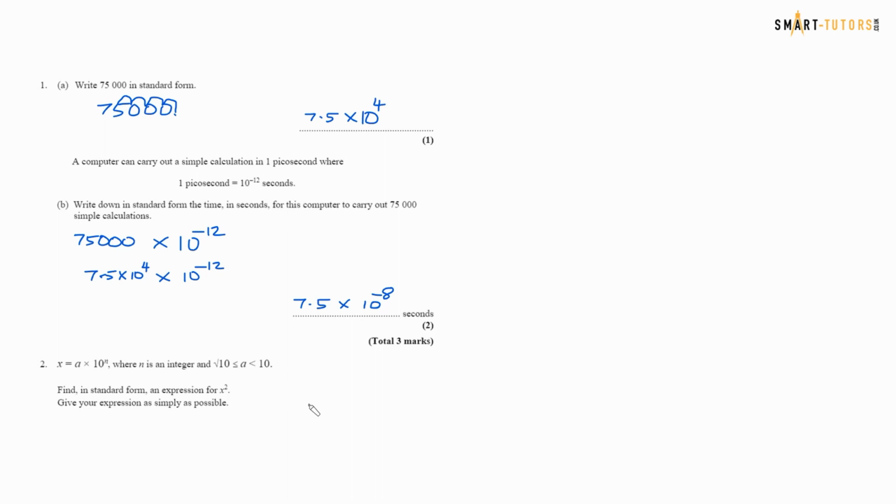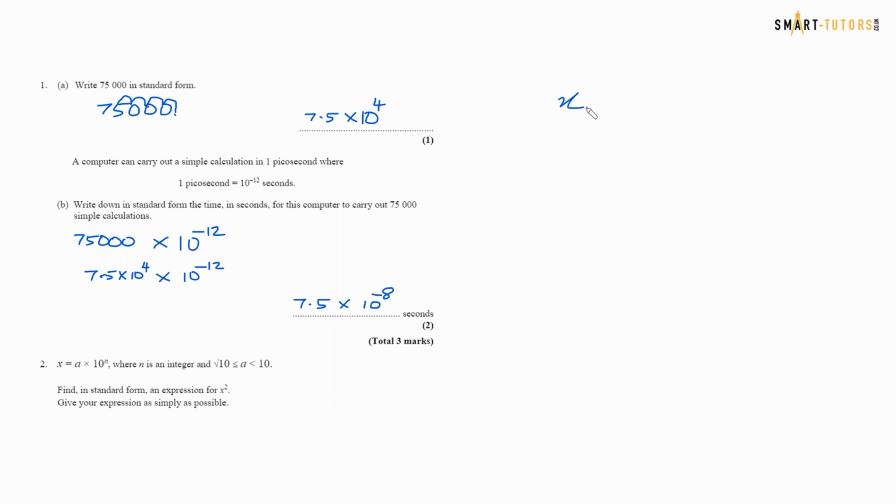Question number 2. X equals a times 10 to the power n, where n is an integer and a is between root 10 and 10. Find in standard form an expression for x squared. Give your expression as simply as possible. So let's start this question.